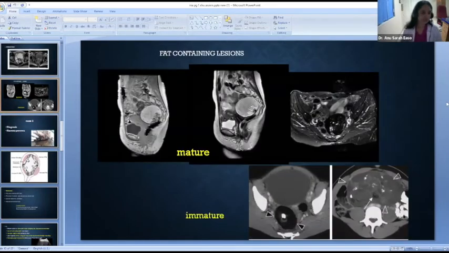So the final diagnosis is an O-RADS category 5 lesion, as you said, and the pathology report was a surprise. It came as a collision tumor. Okay, so we'll go on to the next case.